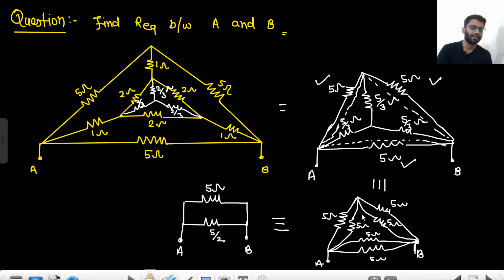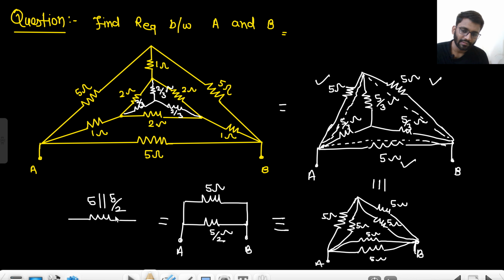I hope you are getting this point. 5 and 5 by 2 both come in series. So if both are in series, this will become 5, and this will become in parallel to that. So your final answer would be 5 parallel 5 by 2, right? That will be your final answer.